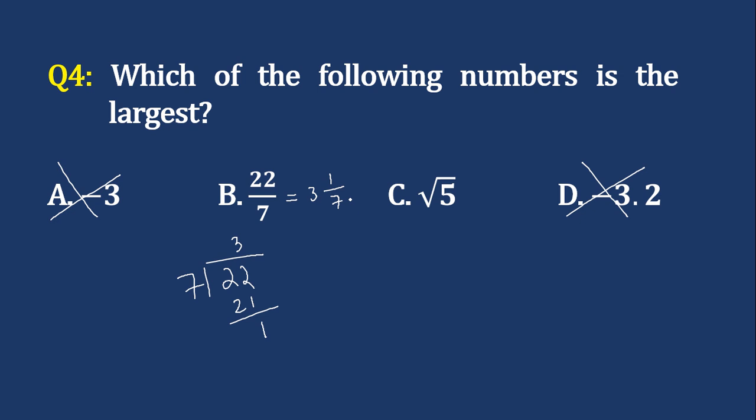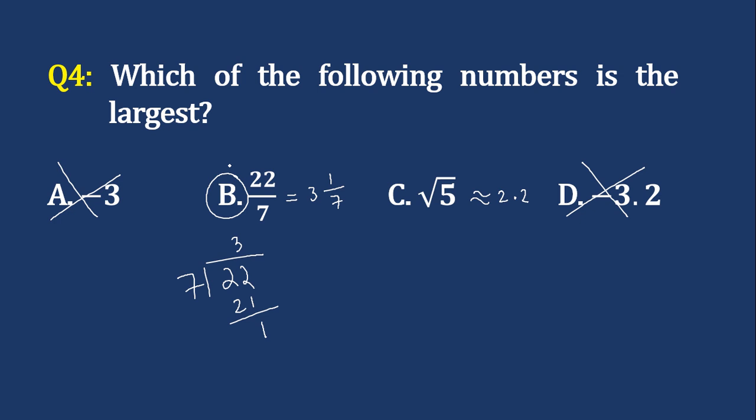Now, since you're allowed to use a calculator, you can just divide 22 by 7 immediately using your calculator. Now, square root of 5 is between 2 and 3, and in fact, it is approximately 2.2. Again, you can use your calculator to verify that. And obviously, 3 and 1 over 7 is greater than 2.2. So we conclude that 22 over 7 is the largest among the four numbers. So the answer is letter B.